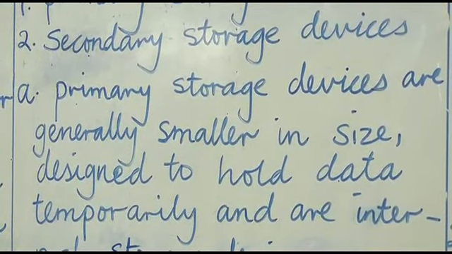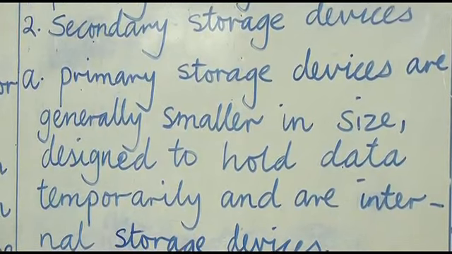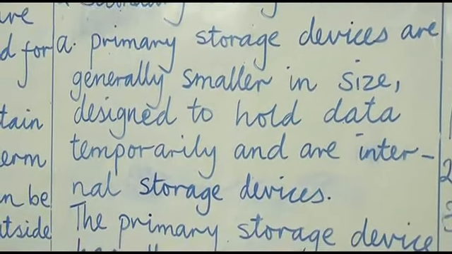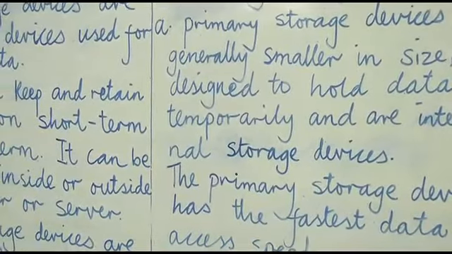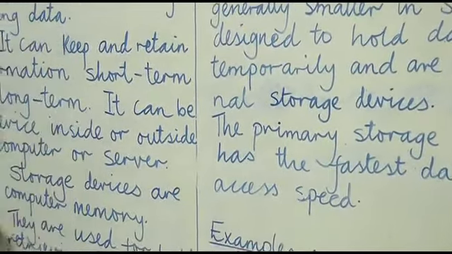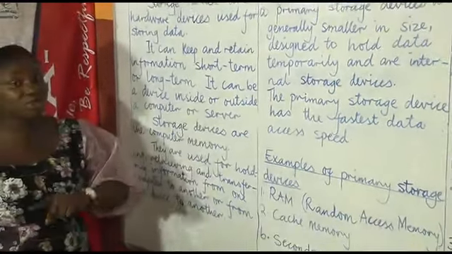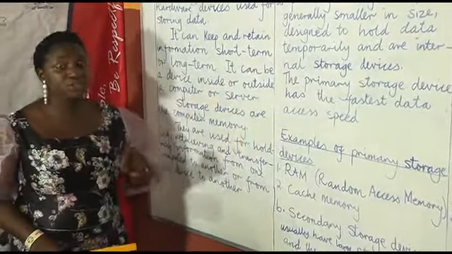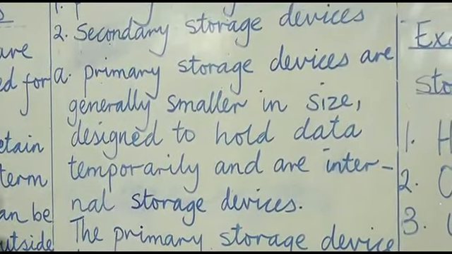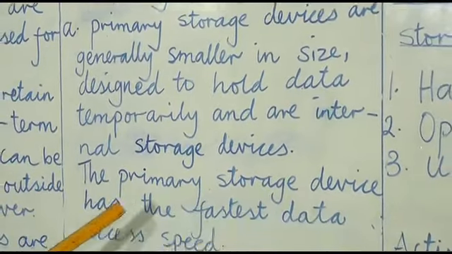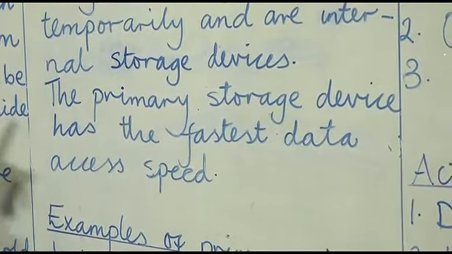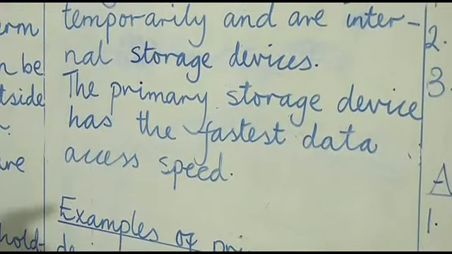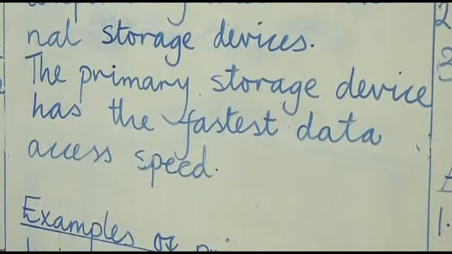The primary storage devices are generally smaller in size, and they are designed to hold data temporarily, and they are internal storage devices. What I'm trying to say here is your primary storage device is small in size. The secondary storage device is larger in capacity compared to the primary storage devices. The primary storage device stores information or data temporarily. It's not a permanent storage device. So the primary storage devices have the fastest data access speed. What we mean here is it is faster in accessing your data than your secondary storage devices.